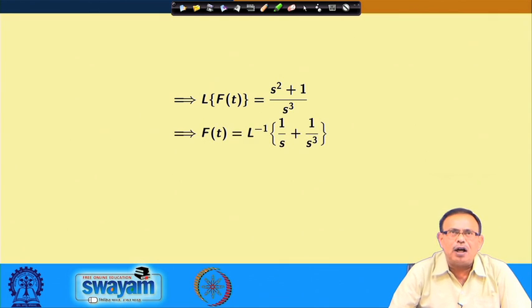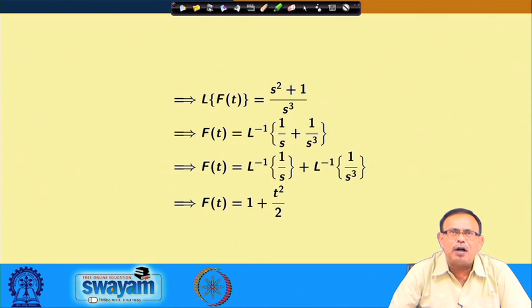And from here I can write f(t) equals the Laplace inverse of 1 by s plus 1 by s cube, and I am breaking this into two parts. Directly I can write f(t) equals the Laplace inverse of 1 by s, which is 1, and the Laplace inverse of 1 by s cube, which is t square by 2. So, the value of f(t) equals 1 plus t square by 2.